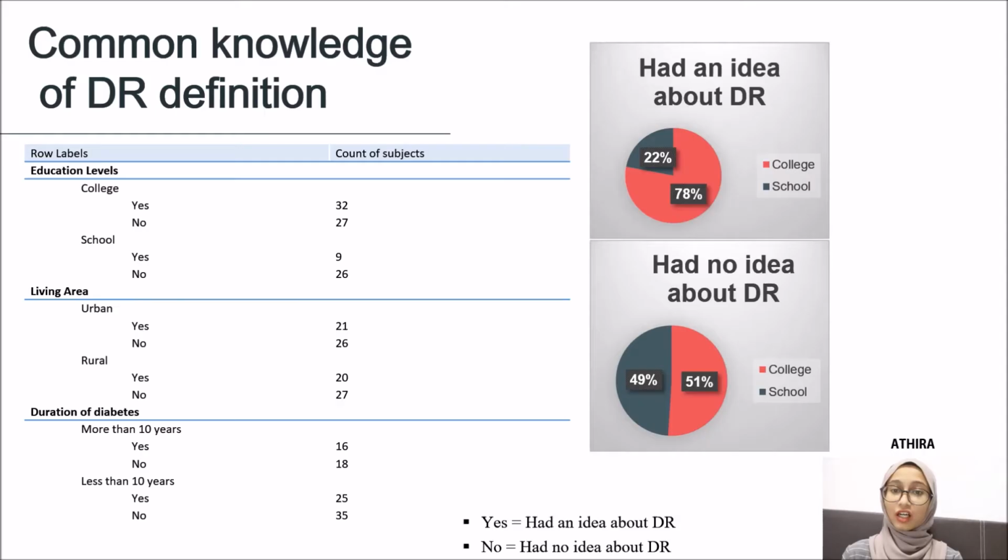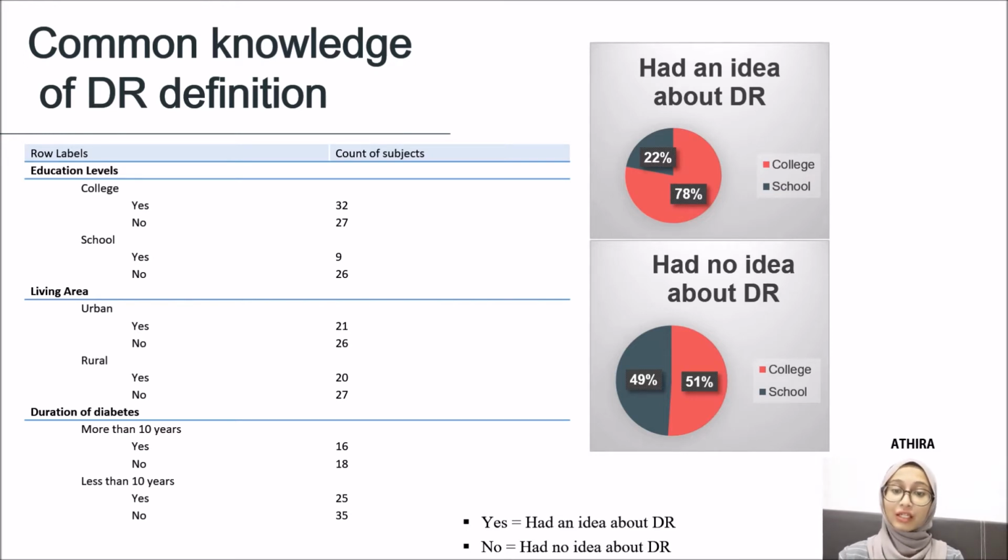Overall, the only factor associated with knowledge of the diabetic retinopathy definition is education level, with college level at 48% and school level of education at 22%. This gives a huge range between higher and lower education levels in terms of common knowledge of diabetic retinopathy. On the other hand, subjects with no idea about diabetic retinopathy had no link to education level.